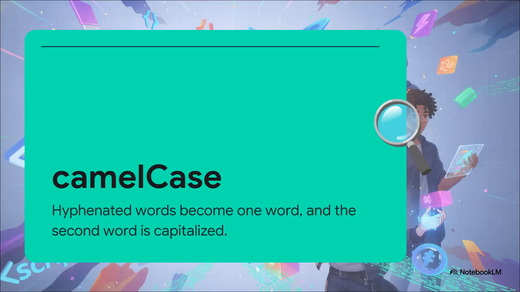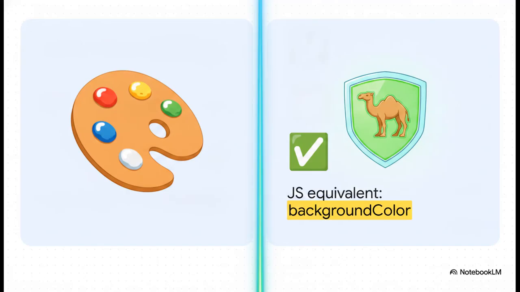To get around this, JavaScript forces us to use something called camelCase. This acts as the mandatory bridge between CSS hyphenation and JavaScript logic. With camelCase, any hyphenated CSS property squishes into a single continuous word, and every word after the first one gets capitalized. And this brilliantly illustrates how that direct translation works.